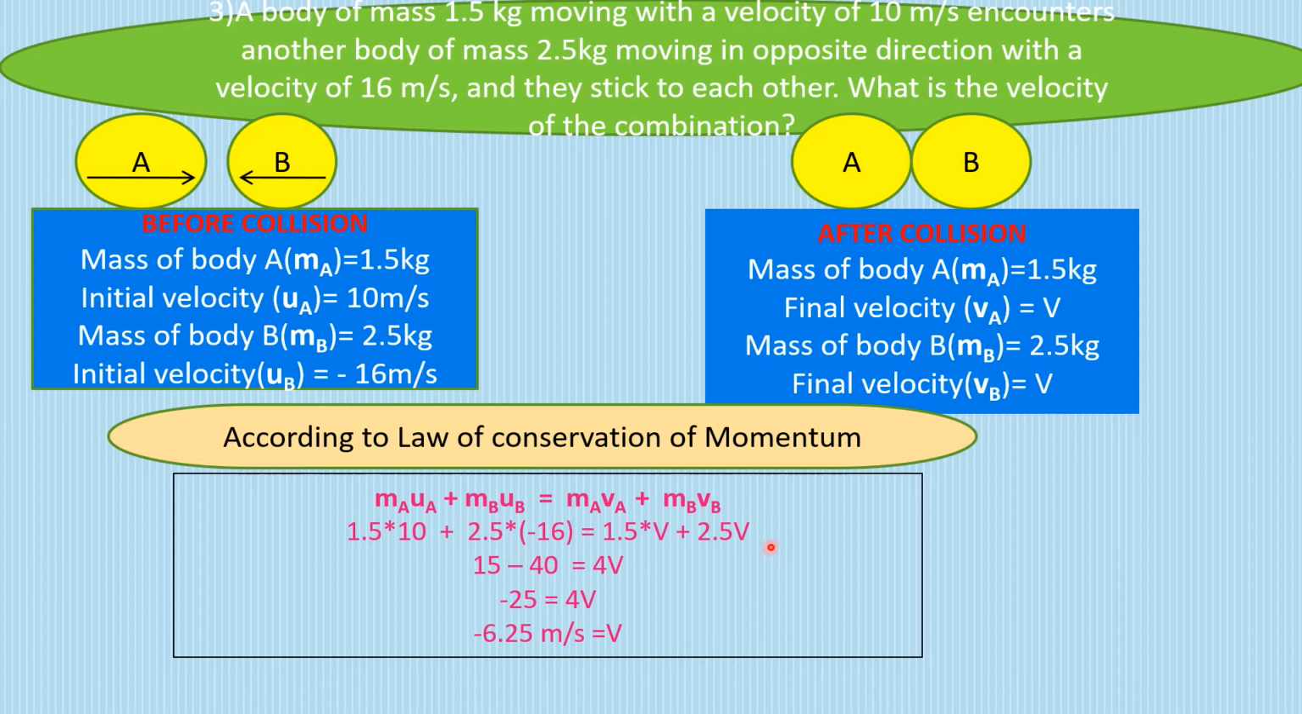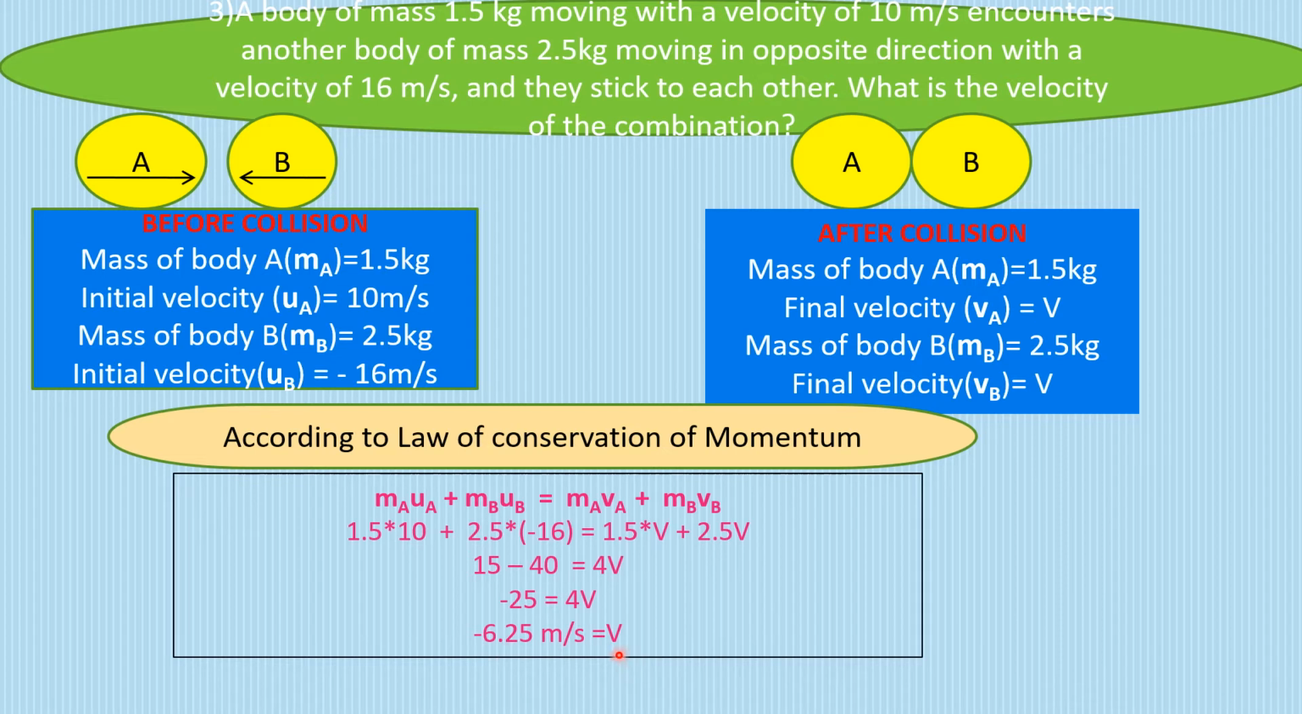So we've substituted all the values. Once we solve this, we'll get 15. Once we solve this, we'll get 40. But plus minus will become minus. See, 1.5 into 2 plus 2.5 is going to be 4v. So once you solve this, it comes out to be minus 6.25 meter per second.